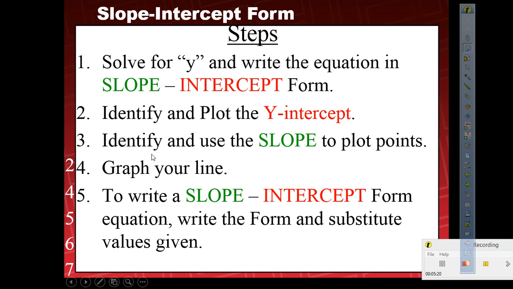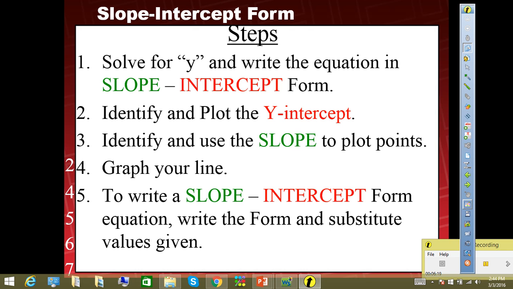Are we there so far? Which step are you missing? Okay, right underneath your steps, I want you to write number 5. It says, to write a slope-intercept form equation, first I write the form, and then I substitute the given values. So, once again, the first 4 steps are for graphing. The last step is to write an equation. Does everyone understand that? Yes, Mr. Q. All right, good. Copy that, please. So, these 4 steps are for graphing, and the last one's to write an equation. So, for right now, we're going to start with this last step. Step number 5.